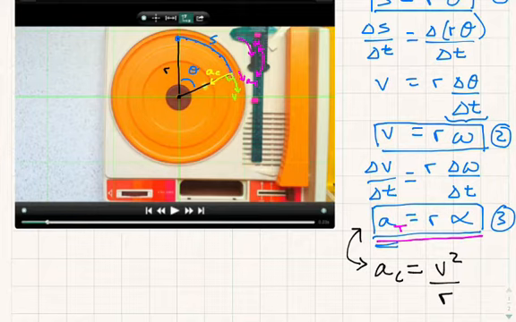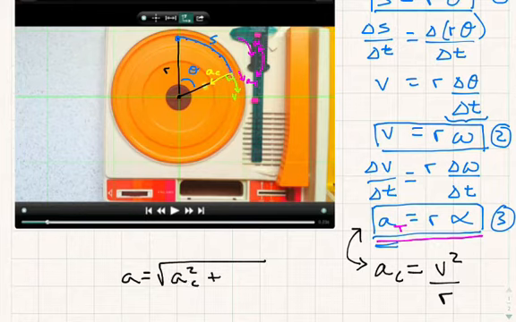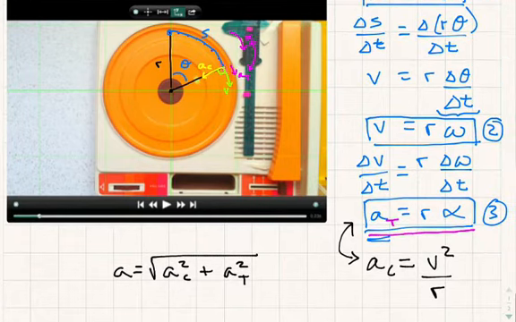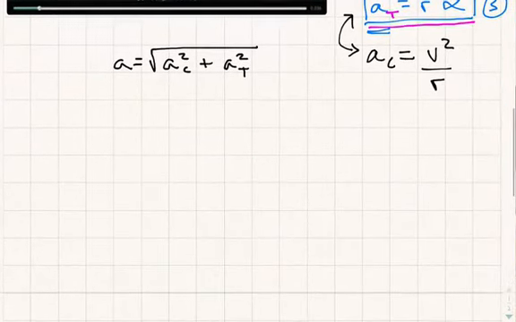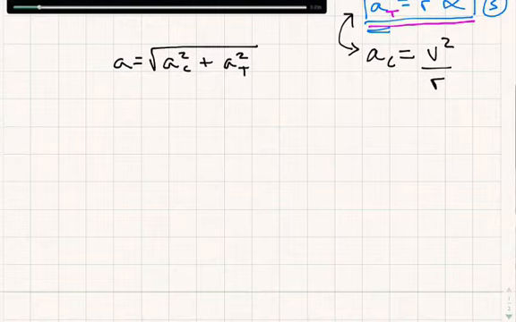The centripetal acceleration exists when there's constant speed. The tangential acceleration only exists when our object is speeding up or slowing down as it travels in a circle. The total acceleration is going to be given by the vector sum of the centripetal acceleration squared plus the tangential acceleration squared. Now, the last thing we have to cover are the kinematic equations.